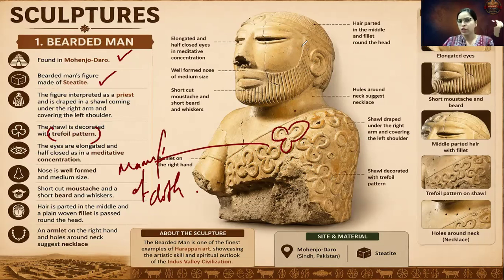The eyes are elongated. You can see the short mustache over here, and this is the beard. So there is a beard and a mustache. Can you see something over here on the head? There is some form of band. And here is the middle partition. So the middle partition is there, and there is a fillet, some form of a band.